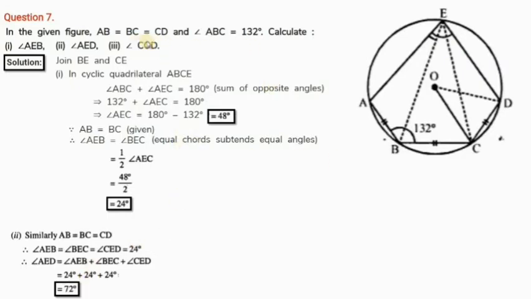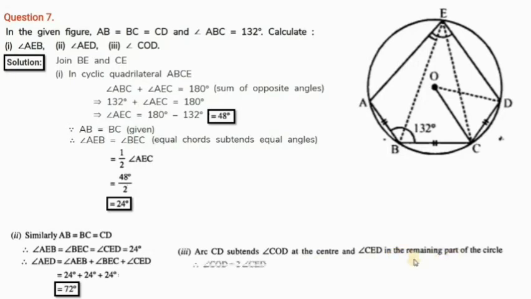Now let us see the last part. The last part says find COD. Basically, COD is the angle subtended by arc CD at the center, right? And in the remaining part, arc CD subtends angle CED, which is again 24 degrees. So the central angle will be double of CED. Arc CD subtends COD at the center and CED in the remaining part of the circle, so COD will be double of CED. CED is 24 degrees, so double of 24 degrees will be 48 degrees. All right, you may pause the video to note this down.